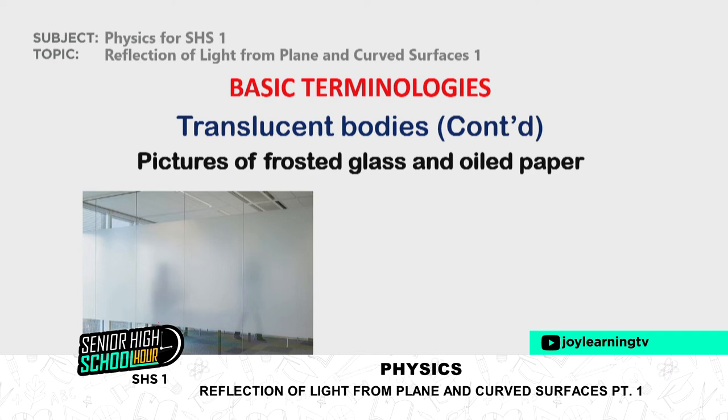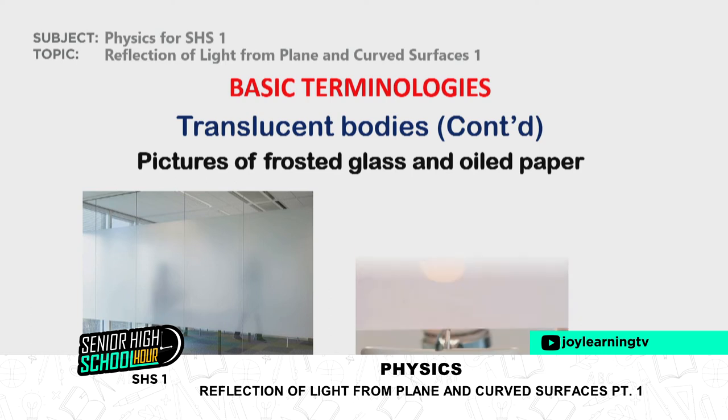But look at the other side. From like the knee level upwards, you can't see the person clearly because those portions are frosted glass. You have the person behind frosted glass. You cannot see that person clearly.